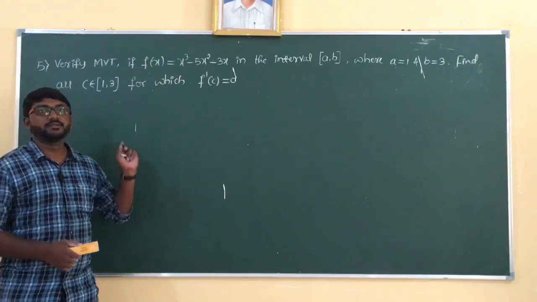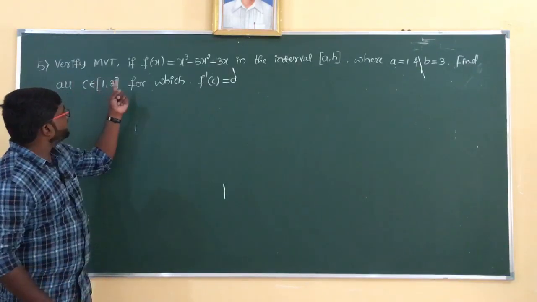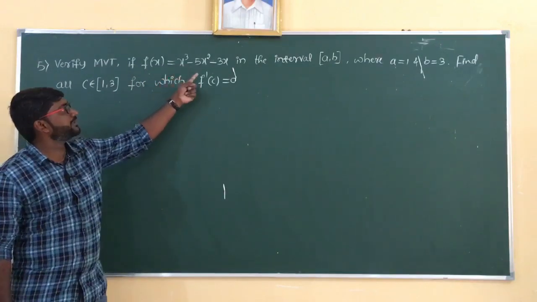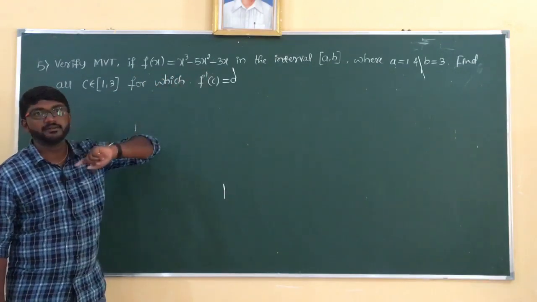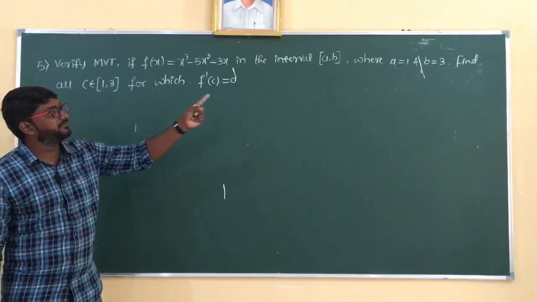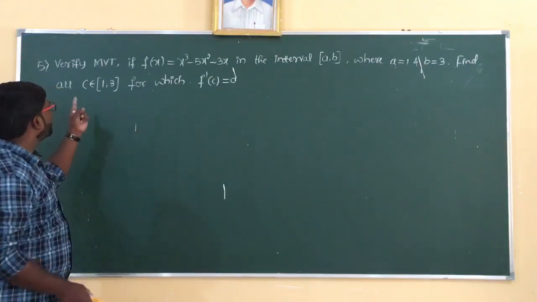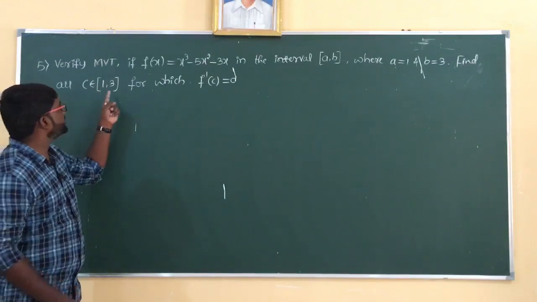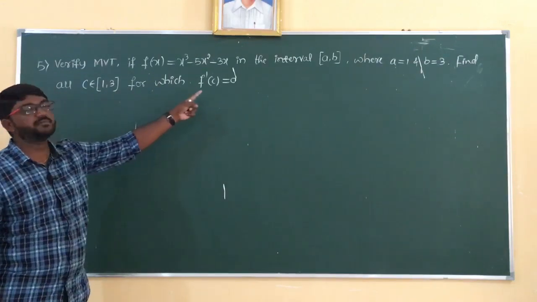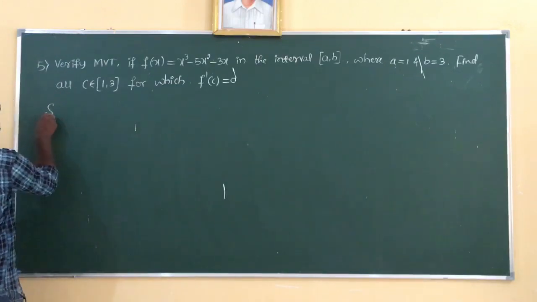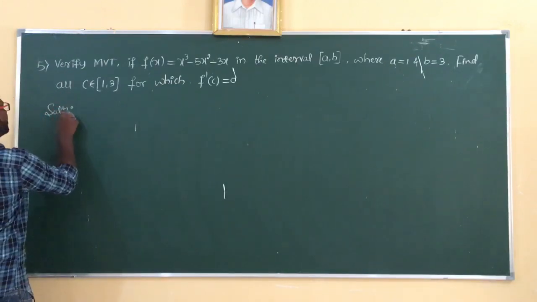So let us solve the fifth question. Verify mean value theorem if f of x which is equal to x cube minus 5x square minus 3x in the closed interval a comma b, where a is equal to 1 and b equal to 3. Find all c belongs to closed interval 1 comma 3 for which f dash of c is equal to 0. So first we will take up the function and then verify the mean value theorem.